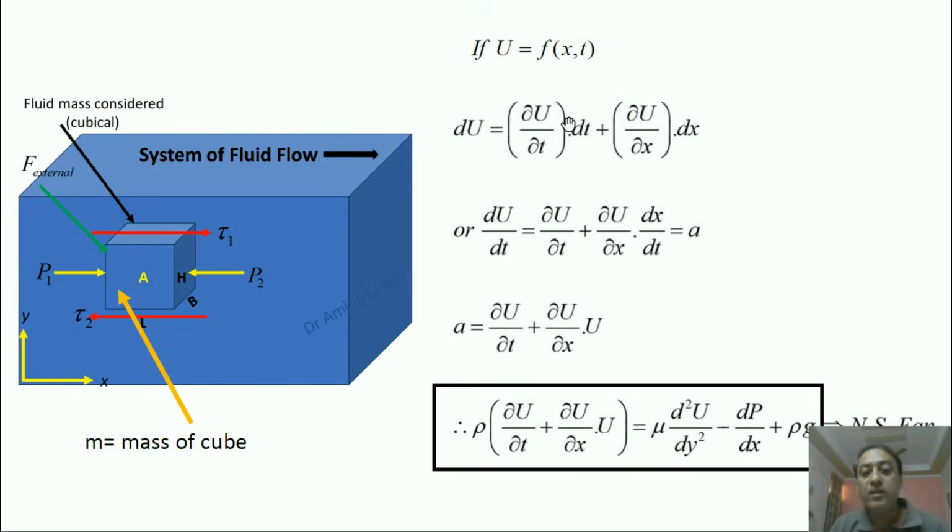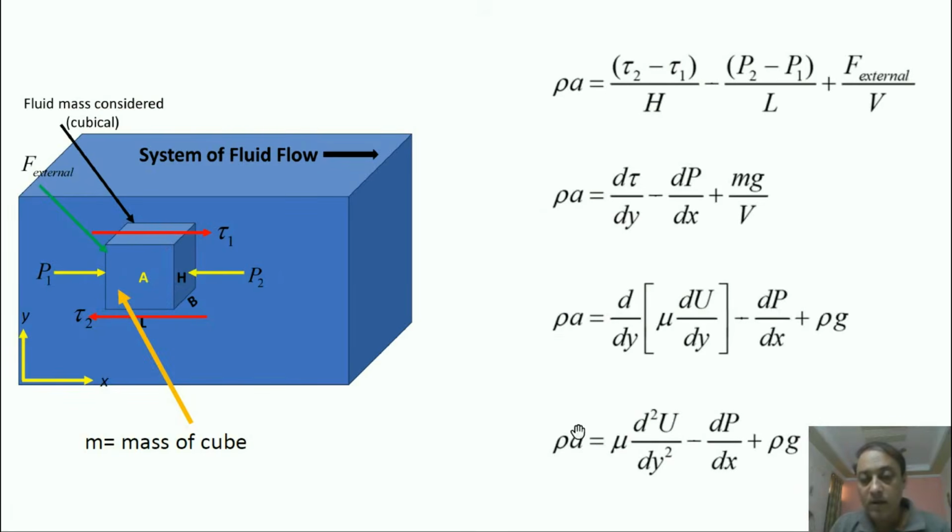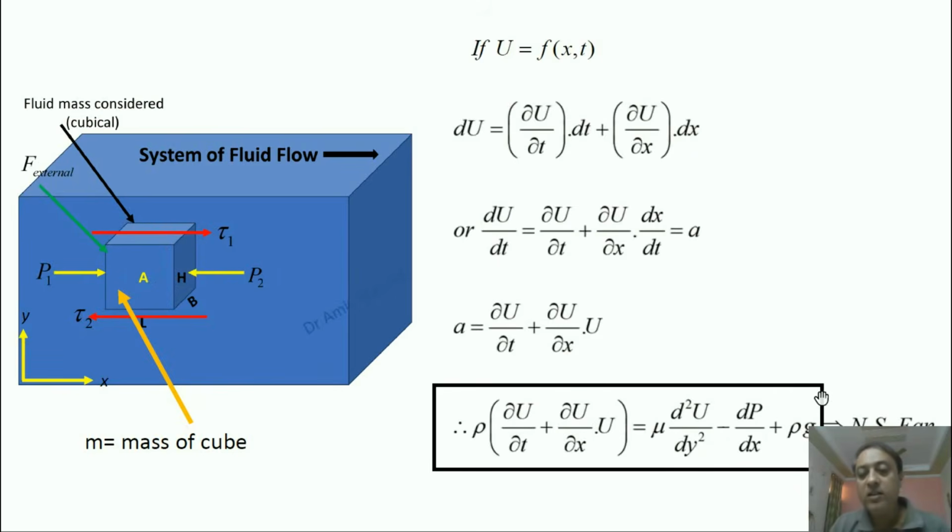Now, in case both the sides are divided by dt, I will get du by dt equals del u by del t, because dt will be cancelled out, plus del u by del x into dx by dt. Now this dx by dt is u itself. So ultimately, this entire expression equals acceleration, reason being that du by dt is acceleration. This is called the total acceleration of this elemental cube. So A equals del u by del t plus del u by del x into u. So write this in place of A, and ultimately I will get this. This is the Navier-Stokes equation in one dimension, that is in x direction.